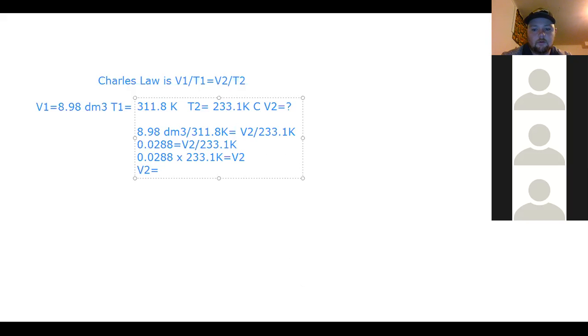So 0.0288 times 233.1 is 6.71 decimeters cubed. Okay, does that make sense to everybody? Did everybody see how I worked through that? And again, sorry I didn't do that the first time. That is a rule that you should follow. I just kind of spaced it.